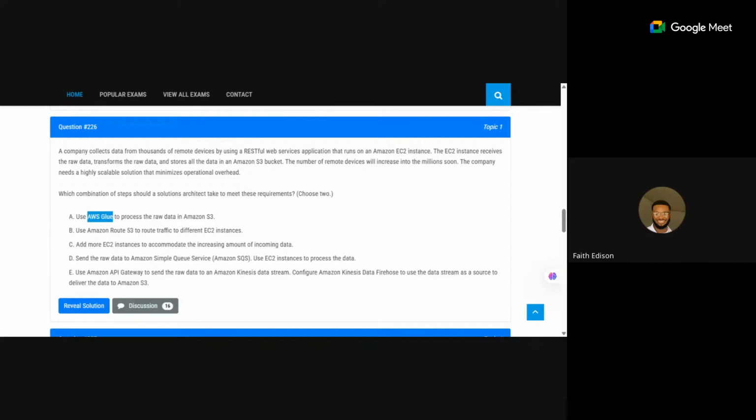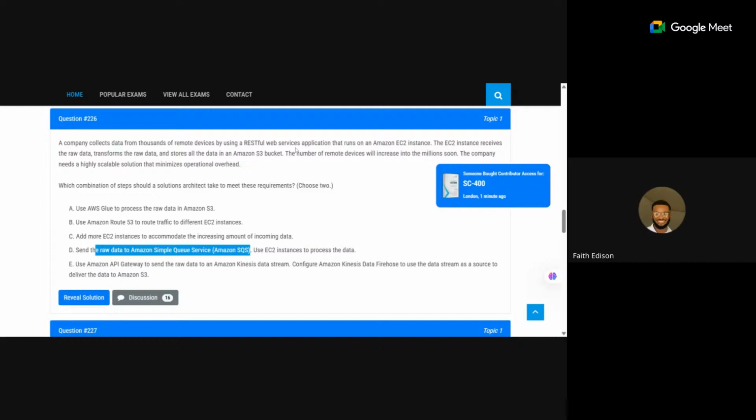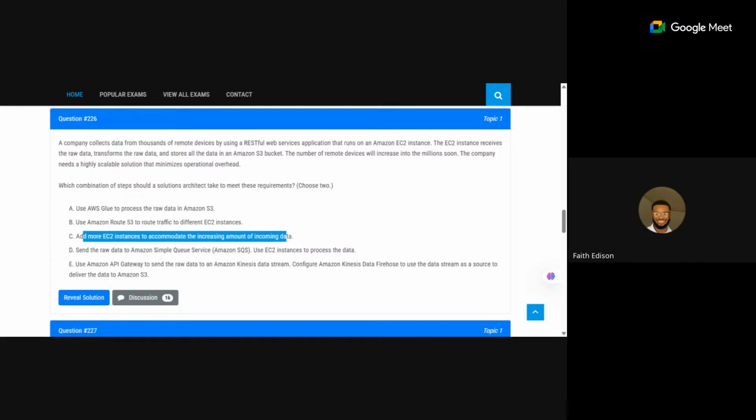Let's see. Send raw data to S3, SQS queue. Use EC2 instance to process the data. We're already using EC2 instance to process data. Putting it in a queue will kind of ensure that it's not lost, right? And then that the server itself is not overwhelmed. The performance doesn't spike. But does it help us address scaling to millions? No, I think even this one might help more. But this one has operational overhead.